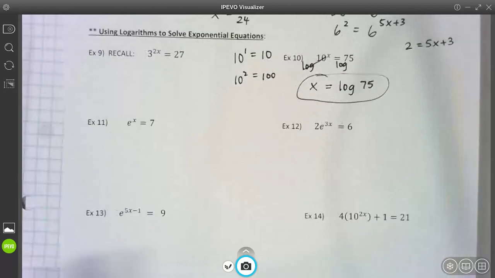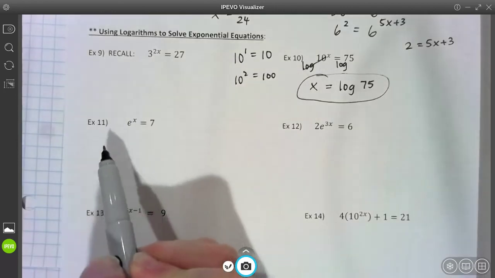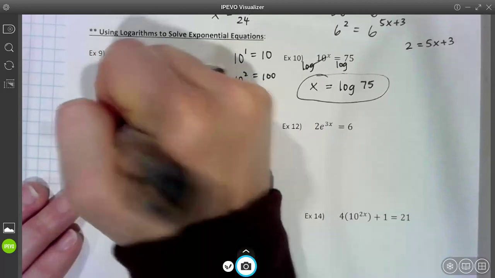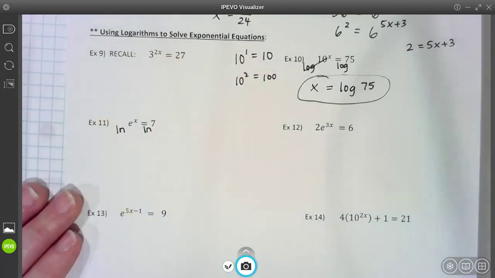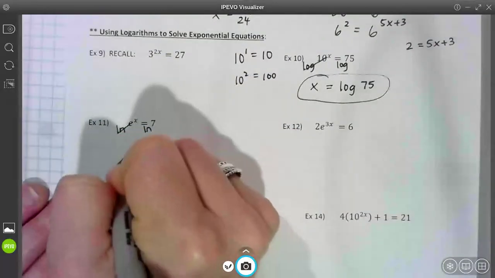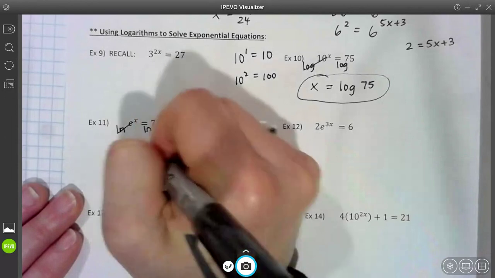All right, what about the next one? E to the x equals 7. Well, first, you would isolate the exponential. It's already alone. E to what power is 7? I got no idea, right? Who's going to undo a base E log? A natural log, a base E log. So we're going to natural log both sides of this equation. So the natural log and the base E exponential cancel. It leaves you with x. And your answer is going to be whatever the natural log of 7 is.